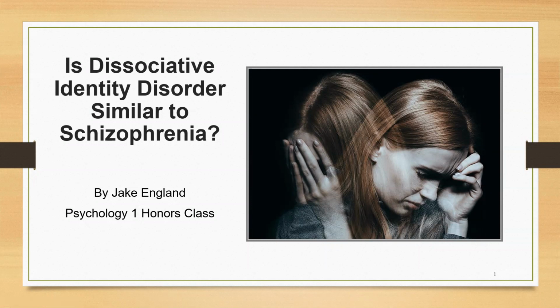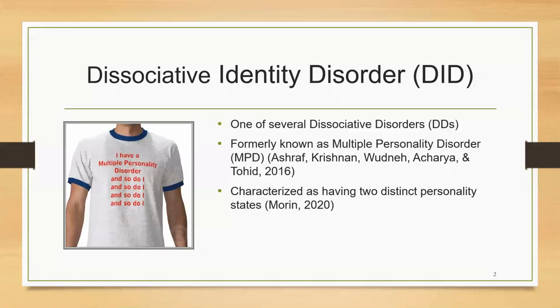This presentation's topic is dissociative identity disorder similar to schizophrenia. Before we talk about the similarities and differences between these two disorders, let's talk about them individually.